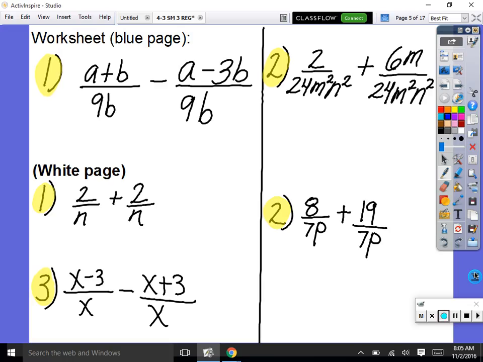We simplify by factoring the top. That's our very, very last step. You do not simplify until you combine everything on top and put it over one denominator. Check those with me on the bottom.